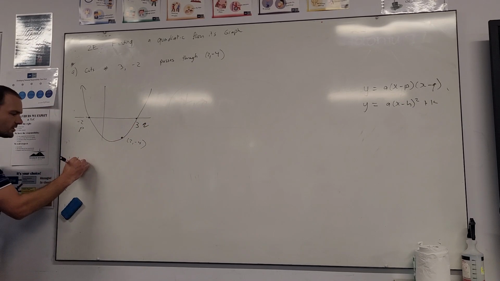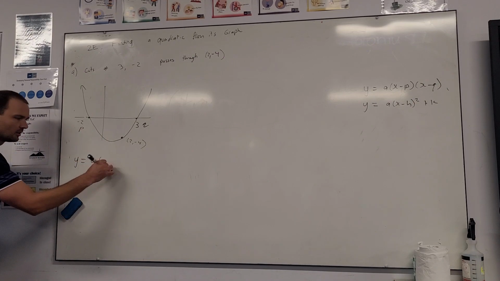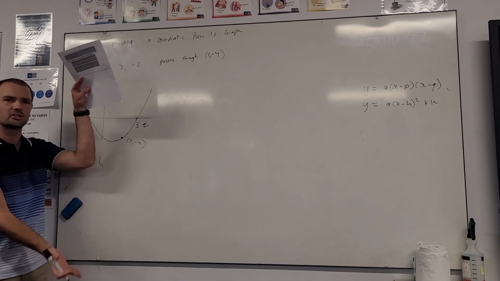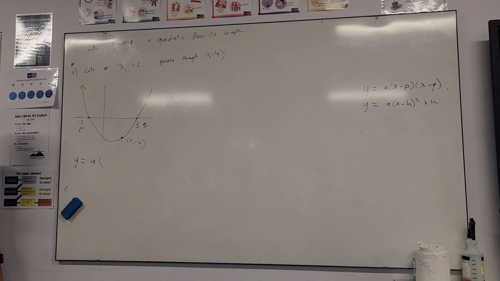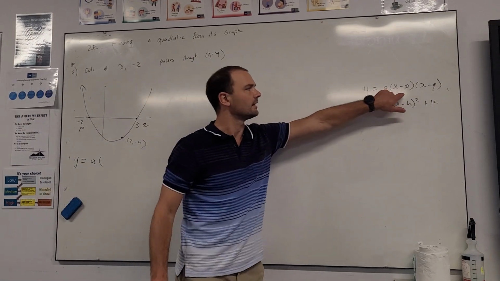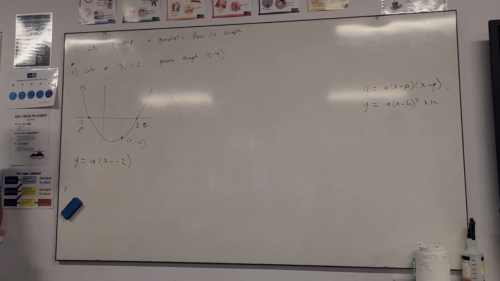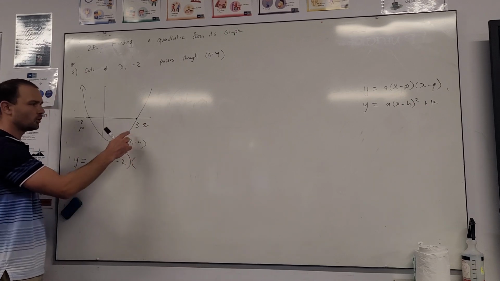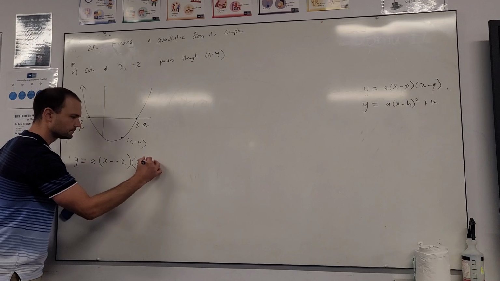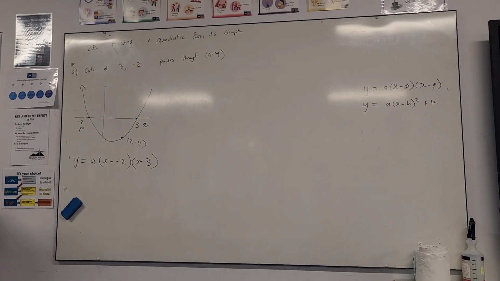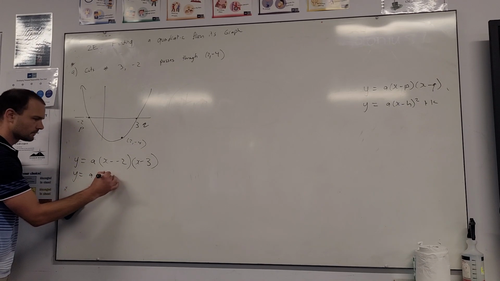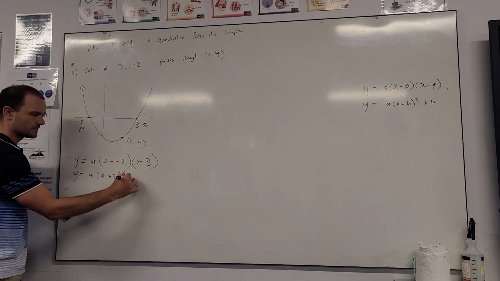So when I put it into the equation, it's going to be y equals a. We always put a out the front because that's the dilation factor. We need to determine if it's 1 or not. We always put a out the front. And I've got x take p. Okay, what's my first root? Minus 2. So I'm going to have x take minus 2. And then multiplied by x take q. What's my second root? Positive 3. So x take away 3. And I'm just going to simplify it. So take minus becomes positive.